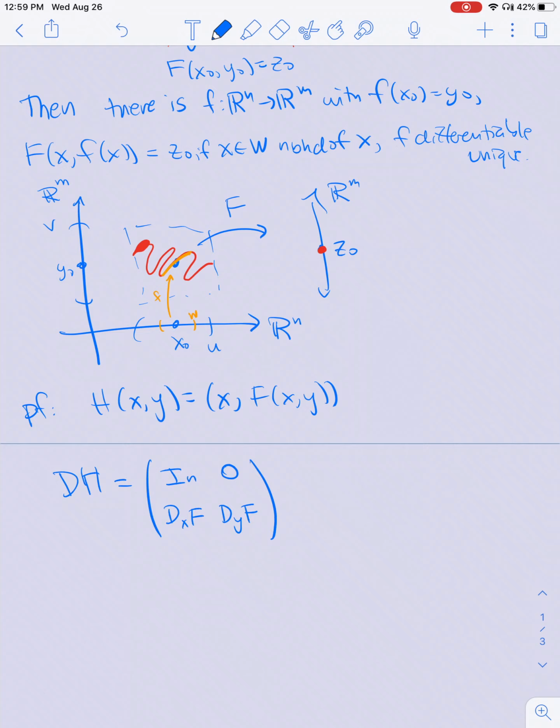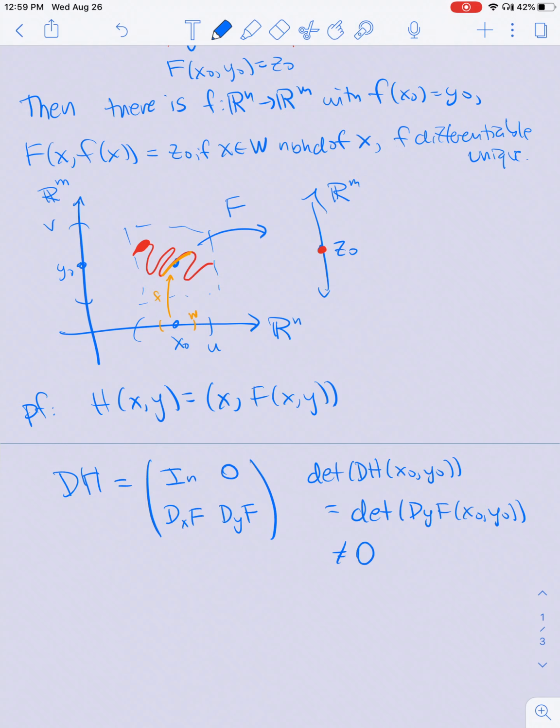And then the bottom row, quote unquote row, is just df. And you can show using the definition of the determinant that the determinant of dh at the point x naught, y naught is just equal to the determinant of, sorry, not f, d sub y f at x naught, y naught, which we're assuming is non-zero.